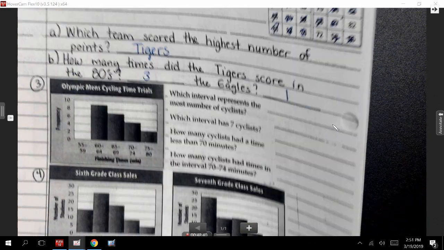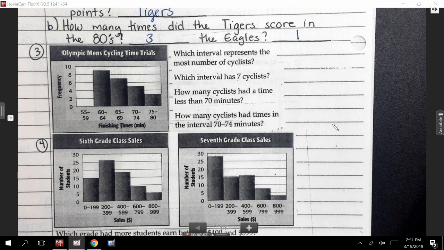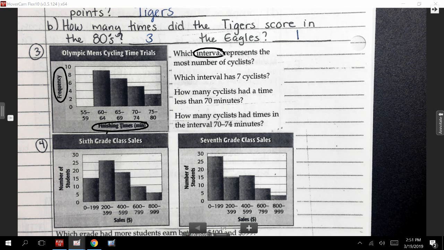All right, so the next thing we need to do is look at number 3. So this is where we're talking about those intervals again. Number 3 says, which interval represents the most number of cyclists? So guys, this frequency, those are my cyclists. Down here is the finishing times. So which interval, which group of numbers has the most cyclists? London.